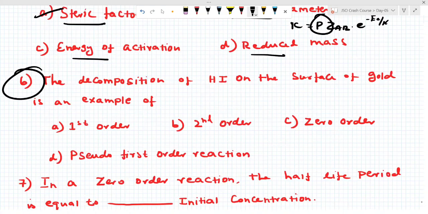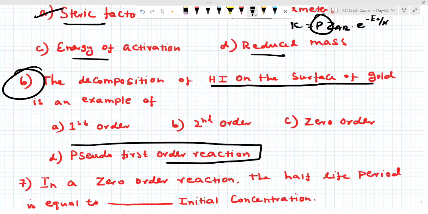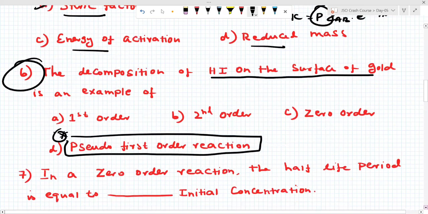Okay, the decomposition of HI in gold surface, tell the answer in comments. Okay, இது என்ன ஆர்டர் வந்து we tell the comments. Is first order, second order, third order, pseudo order reaction? What is pseudo order reaction? This is how to learn it, very important. Okay, now அடுத்தது.